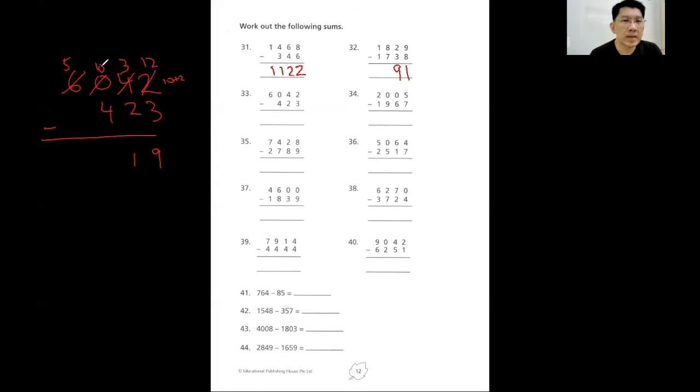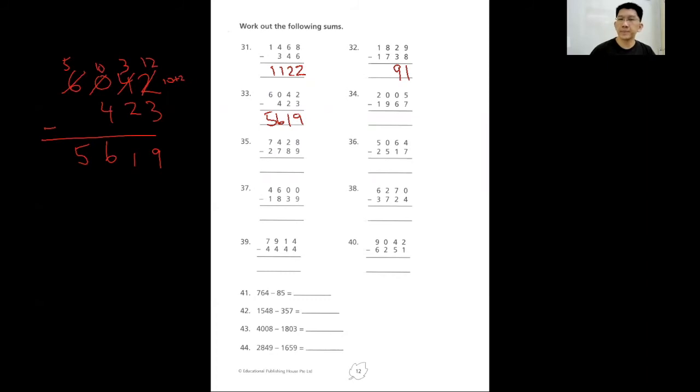Now, we can do the subtraction. 10 minus 4 is 6. And 5 minus nothing is 5. So the answer to number 33 is 5,619.